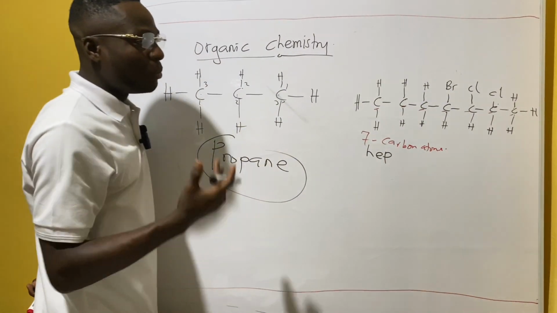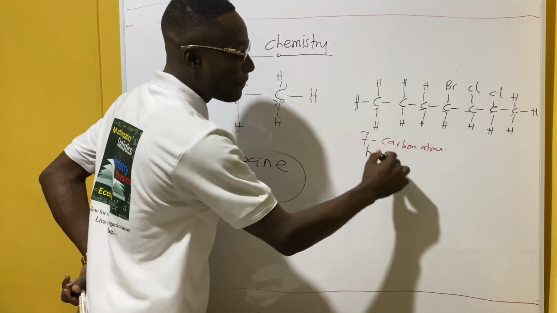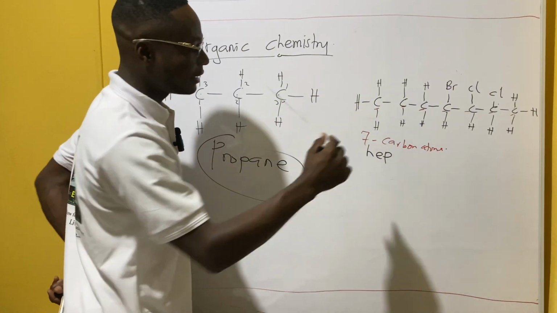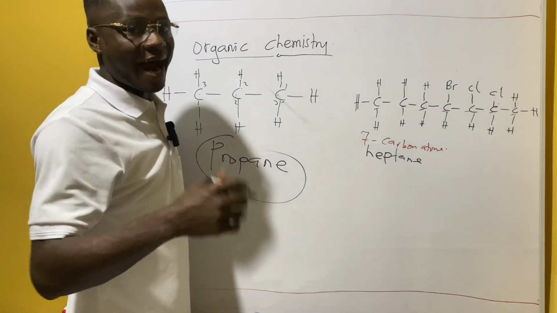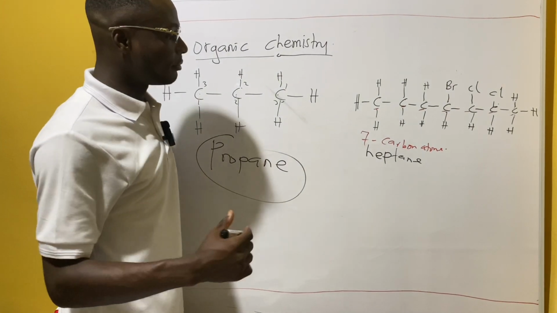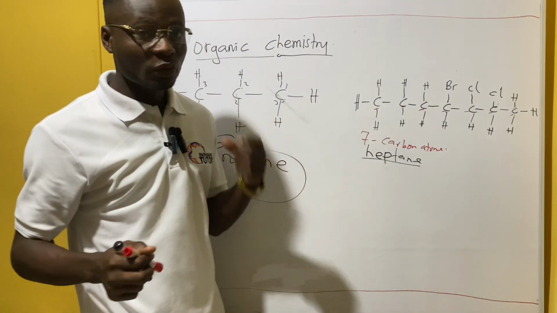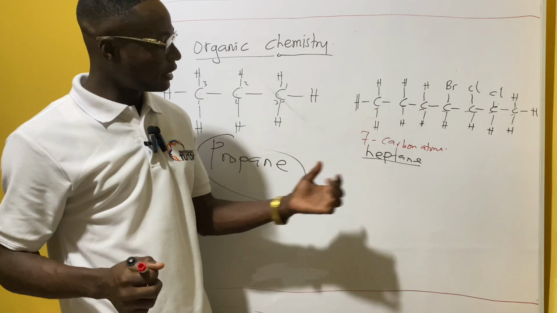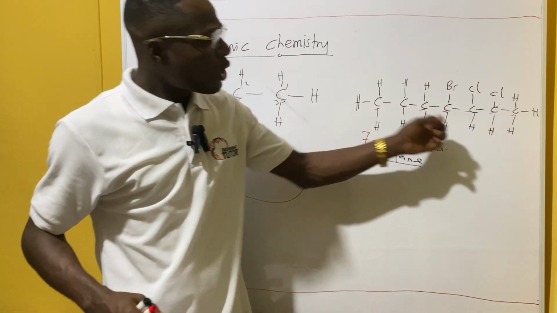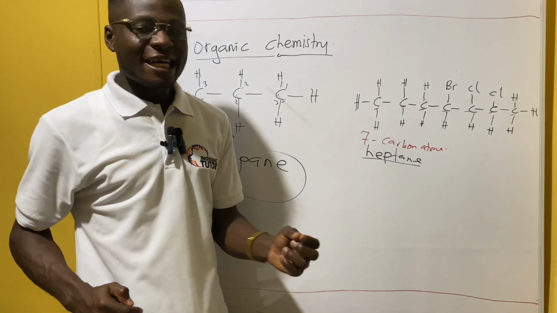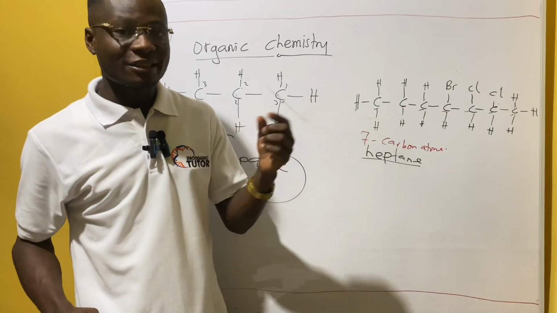And now, because this is a single bond, we call it heptane. Heptane, because it's coming from the alkane family. So this is heptane, that is the parent name, the longest continuous carbon chain. Now, when you are done with that, then you look at the next rule, which says that we should look at the substituent.